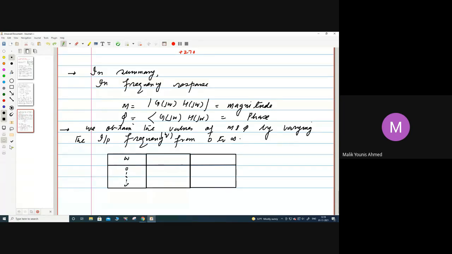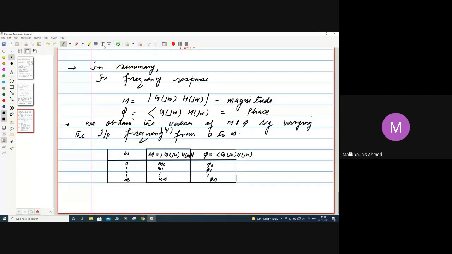Okay, up to infinity, and magnitude we already know: it is the modulus of G(jω)H(jω). Let us say the values at 0 will be M0, M1, and so on, up to M infinity, different values. So the angles, phi, will be the angle of G(jω)H(jω), phi 0, phi 1, and so on up to phi infinity. This is the way we have to draw the graph.